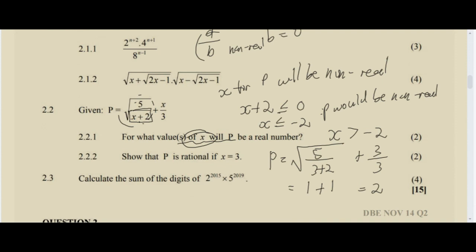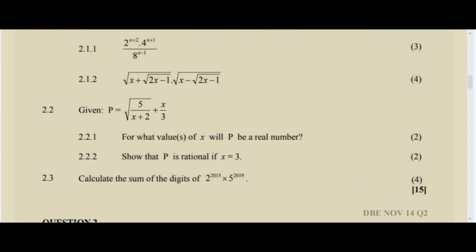Then 2.3 says, calculate the sum of digits of 2 to the exponent of 2015 multiplied by 5 to the exponent of 2019. So now with this one, you want to express this in this form, right? If you try to punch it in your calculator, you'd see that that's a deadly mission. It won't even come off. It will just tell you maths error, because this is a very, very big number here.